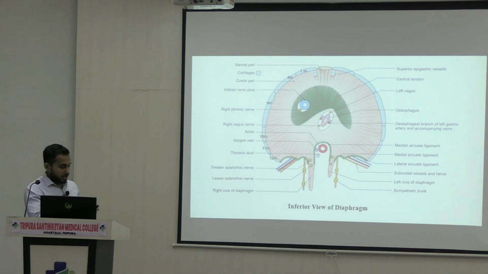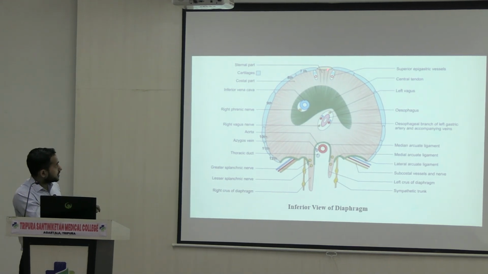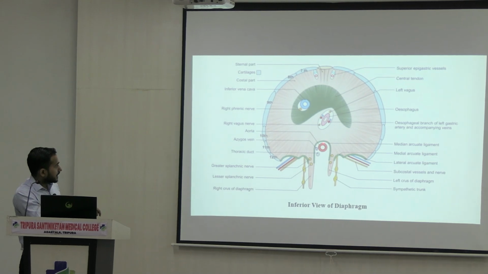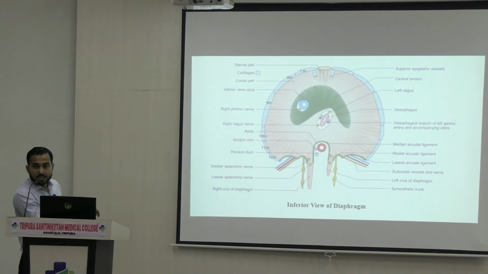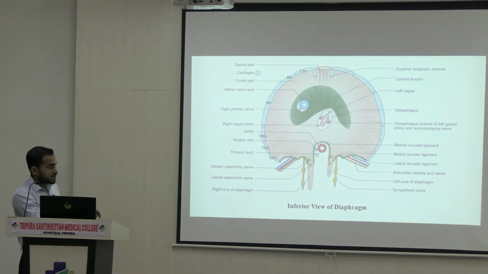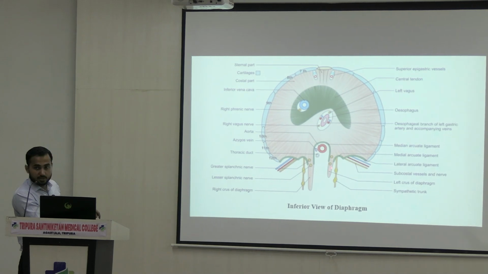Okay, now here you can see, so this is the anterior aspect, this is the posterior aspect. So this is the anterior origin. Now this is the lateral origin, and you can see this is the posterior origin. And in the posterior origin, first of all, you can see what is this? This is the medial arcuate ligament. This is the lateral arcuate ligament on both the sides. Next, you can see this is the right crus and this is the left crus.